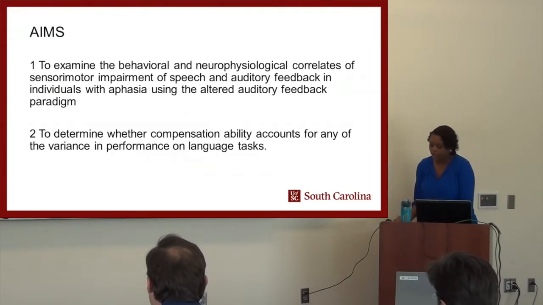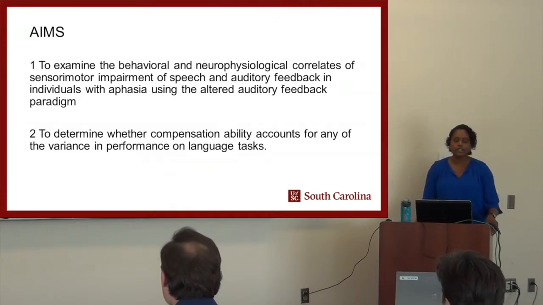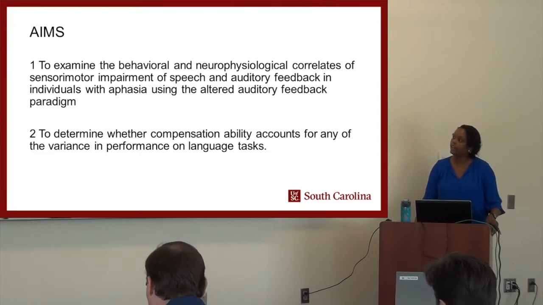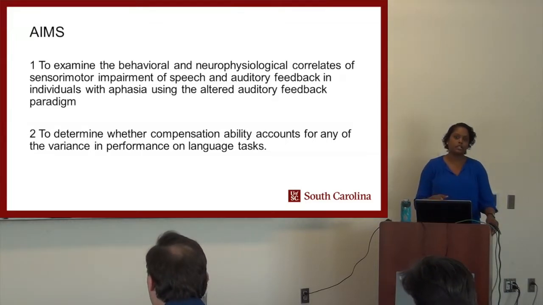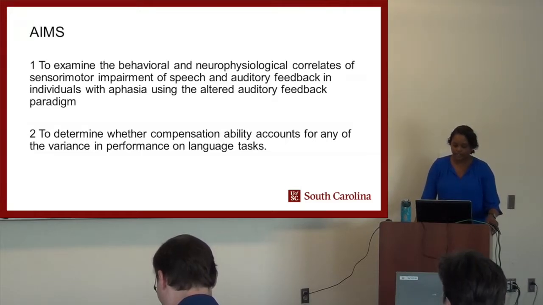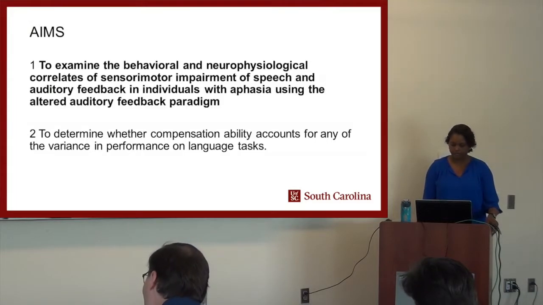So there were two major aims to the project, and the first was to look at behavioral and neurophysiological correlates of sensorimotor impairment in individuals with aphasia using an altered auditory feedback paradigm. And the second major aim was to determine whether compensation in response to altered auditory feedback, or AAF, accounts for any of the variance in performance on language tasks. Particularly here, we'll be talking about a naming task.